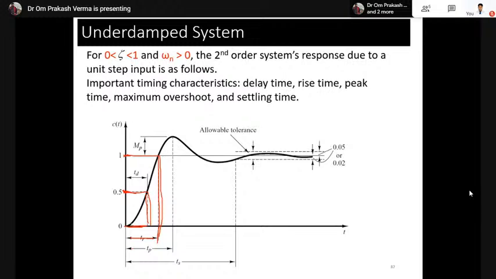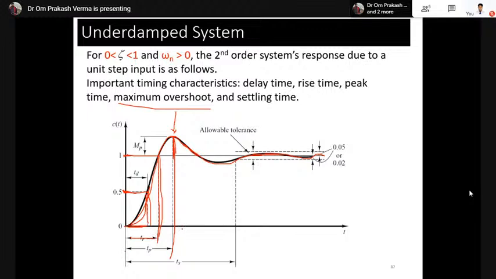Peak time means the response goes like this, crossing your expectation, your desired value, the set point. Then after some peak value, it reduces, and then again it settles towards your set point. The first maximum peak value is known as the maximum overshoot, and the time taken to reach this peak value is known as the peak time.